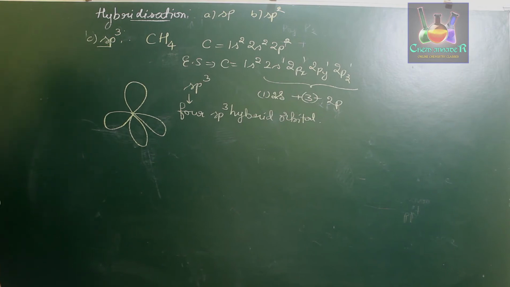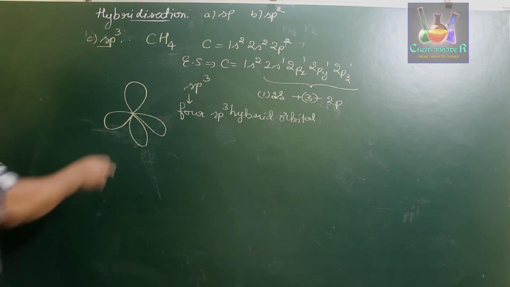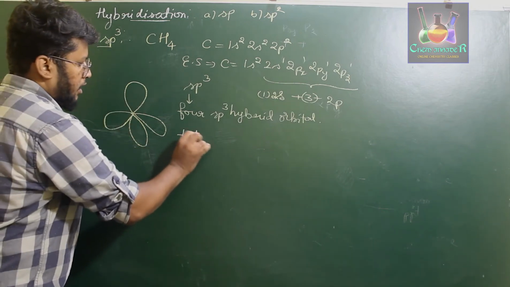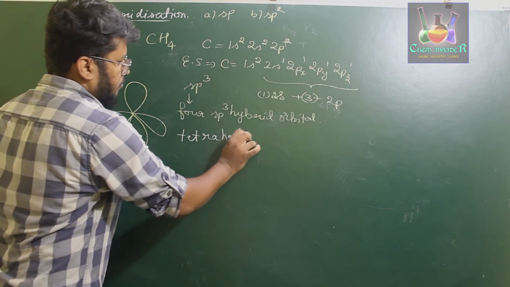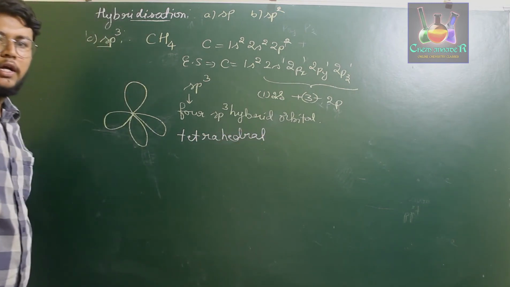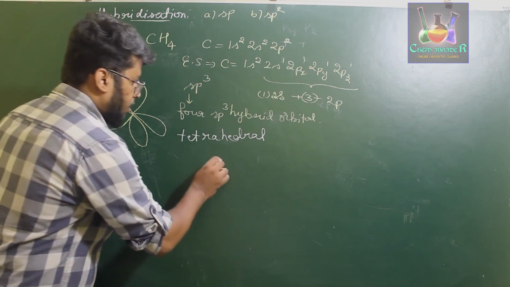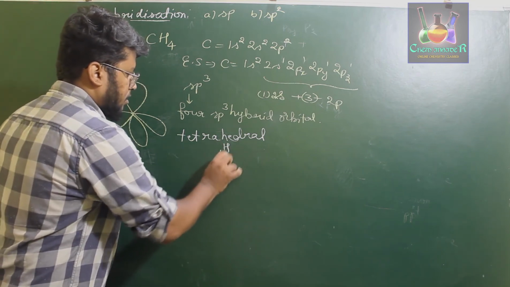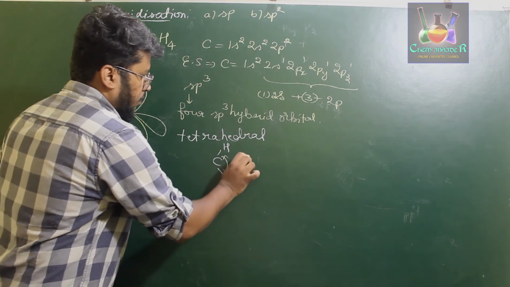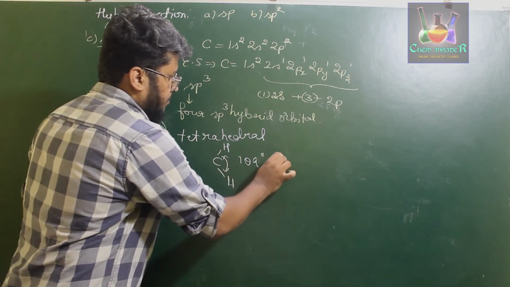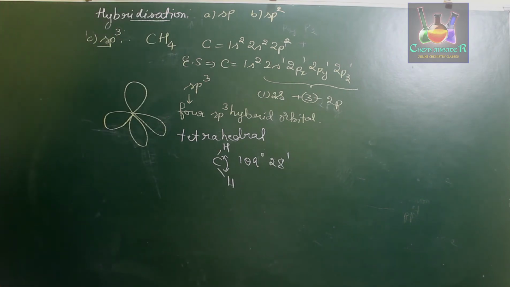When a molecule undergoes sp3 hybridization, it forms 4 sp3 hybrid orbitals which are present in a tetrahedral shape. This particular shape is called the tetrahedral geometry, where the bond angle between the carbon-hydrogen bonds will be 109 degrees 28 minutes with one another.